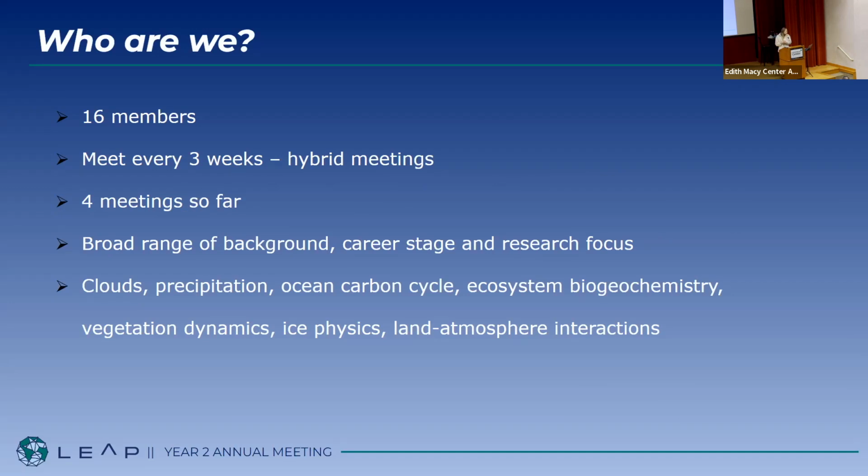I was looking up all of our research interests yesterday. It's very broad. It ranges from clouds, precipitation, or ocean carbon cycle, ecosystem biogeochemistry, vegetation dynamics, ice physics, land-atmosphere interactions. This makes it a really interesting group, but it can also make it challenging to find common goals.